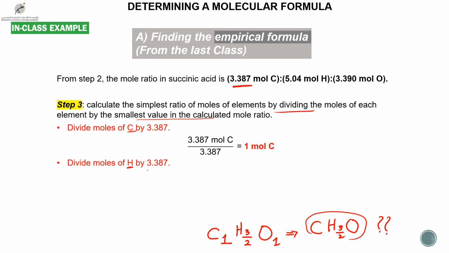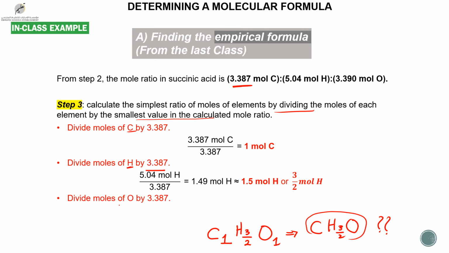Divide the moles of hydrogen by 3.387. So it will give us 1.49, which is approximately 3 over 2. And then divide the moles of oxygen by 3.387. So it will give you approximately 1.001, which is 1.